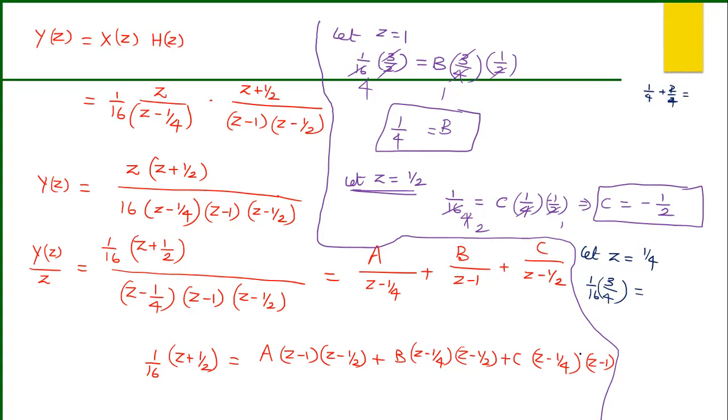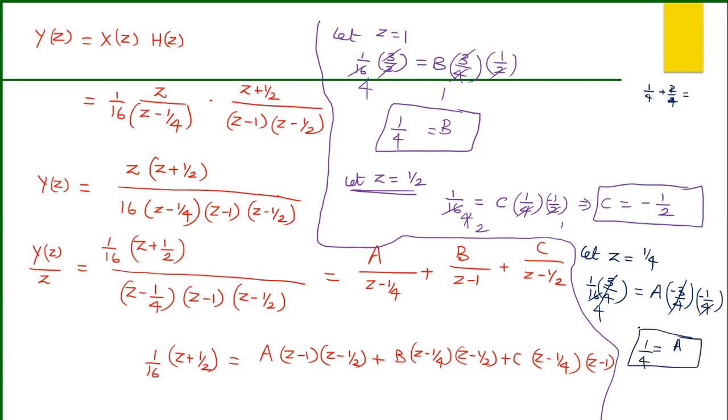The B term will become 0, the C term will become 0, only the A term will be there. 1 by 4 minus 1 is nothing but A into minus 3 by 4. Then 1 by 4 minus 1 by 2 is nothing but minus 1 by 4. So 3 by 4, 3 by 4 cancel. 4 ones, 4 fours, minus into minus plus. What is the A value? You will get 1 by 4.